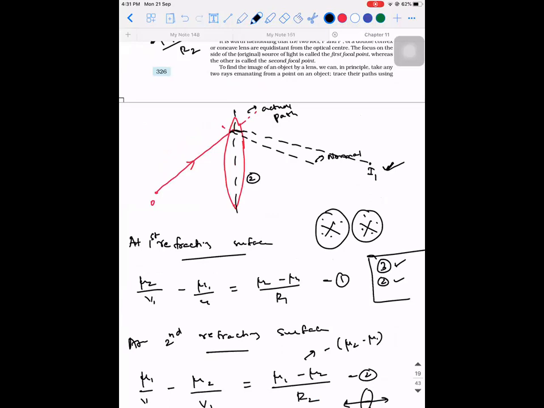If you have to think about the intermediate image, what do you need to look for? The number of interfaces. What do you mean by interface? The boundaries, the surface.